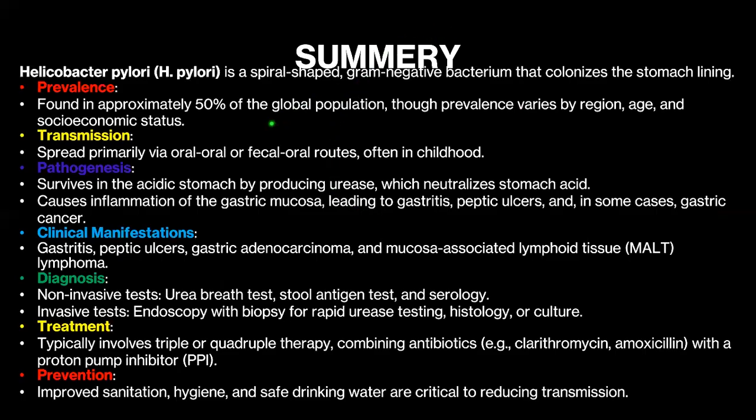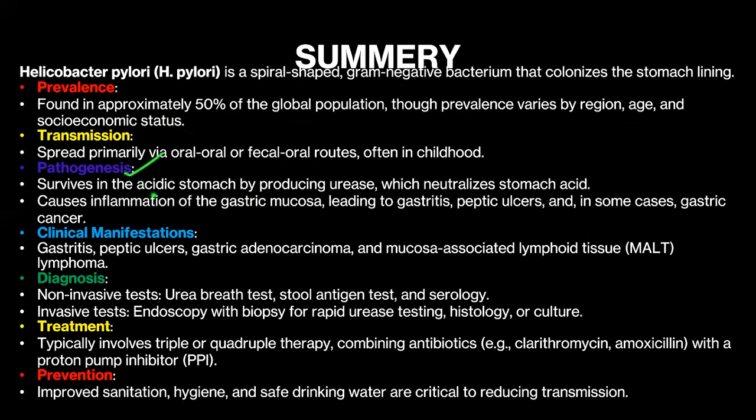So what have we learned today? H. pylori is a spiral-shaped, gram-negative bacterium that colonizes the stomach lining. Prevalence: 50% of the global population is affected by H. pylori, and prevalence depends upon region, age, and socio-economic status. Transmission: oral-oral and fecal-oral transmission.